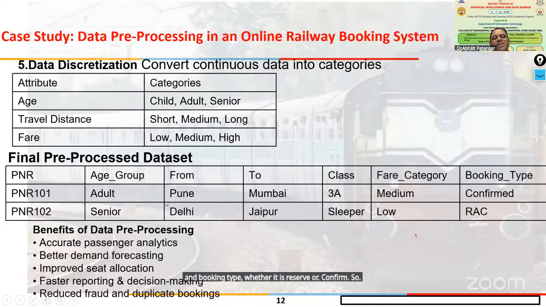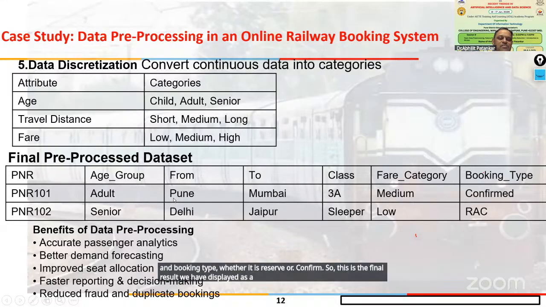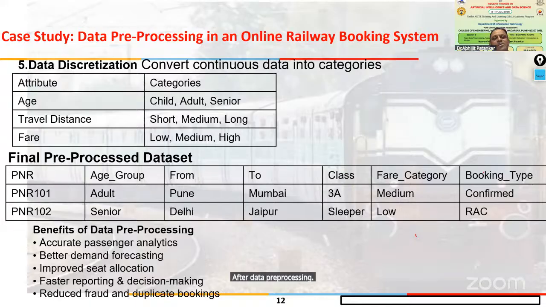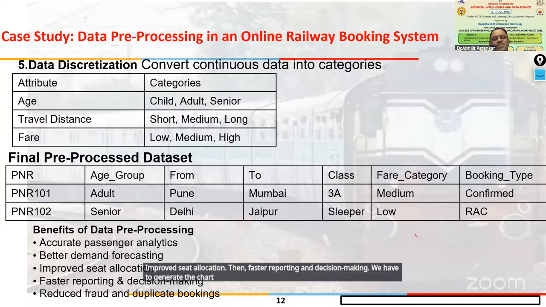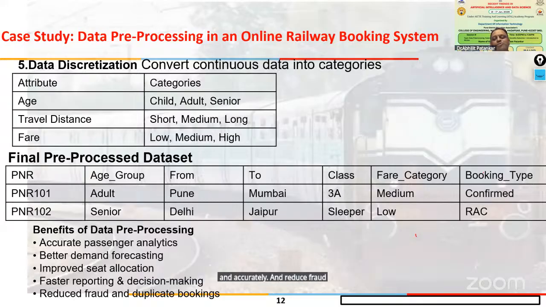So this is the final result we are displaying as a chart after data pre-processing. Now, what are the benefits we are getting? We are having accurate passenger analytics, better demand forecasting, improved seat allocation, then faster reporting and decision making. We have to generate the charts very fast and accurately, and reduce fraud and duplicate bookings. So fraud and duplicate bookings are avoided. So these are all the benefits we are getting by data pre-processing.